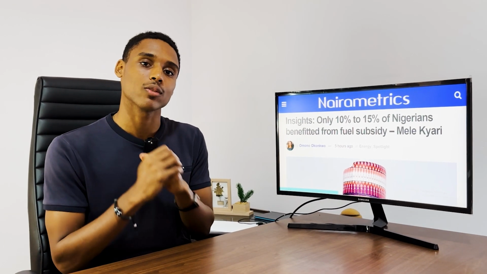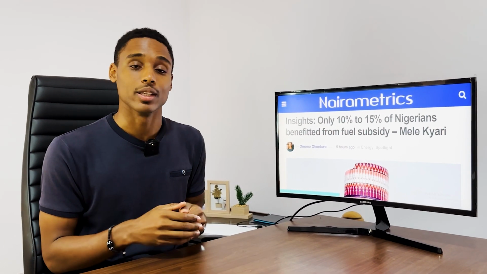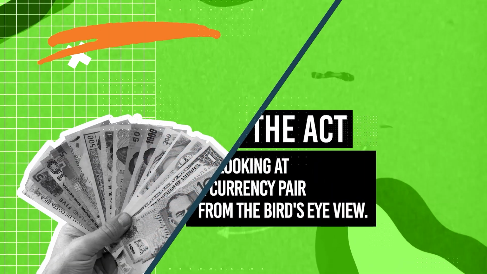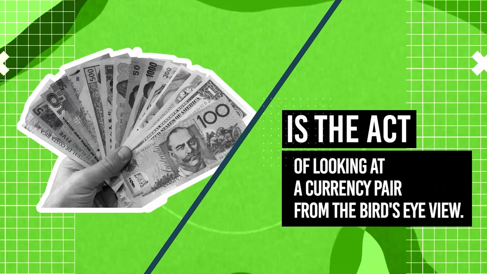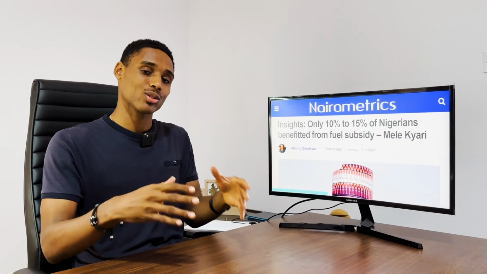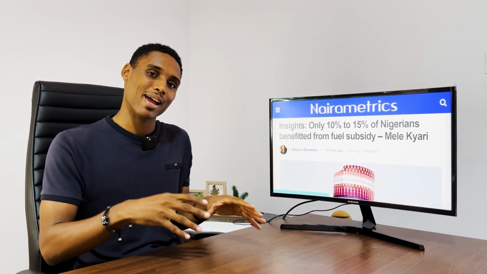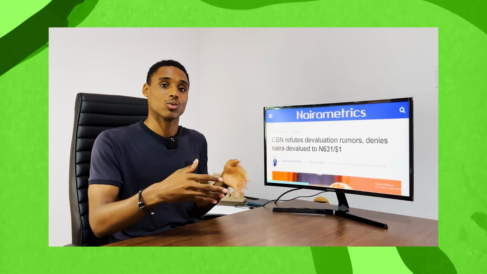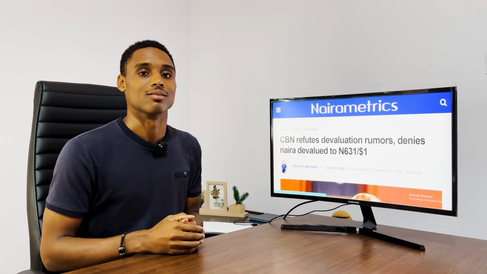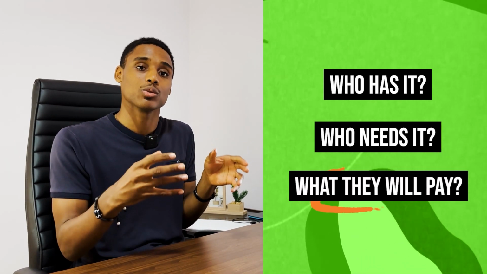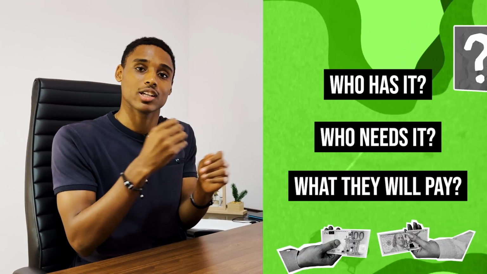So, what is fundamental analysis? Well, in investing and trading, fundamental analysis is the act of looking at a currency pair from the bird's eye view. At this height, we can monitor the forces of demand and supply of a currency as it relates to another currency. In other words, we can know who has this currency most, who needs it the most, and therefore, what are they going to pay to change hands?